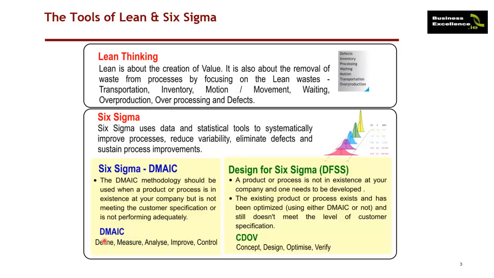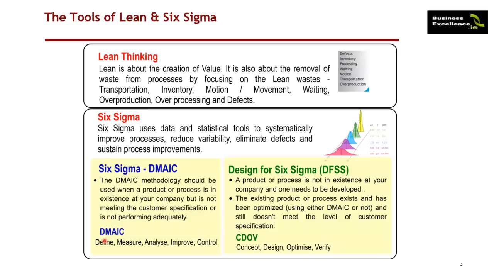Six Sigma uses data and statistical tools to systematically improve processes by reducing variation, eliminating defects and implementing sustainable process improvement. There's two aspects to Six Sigma. The traditional Six Sigma, also referred to as DMAIC, is the process you use when you're dealing with an existing process that doesn't meet its customer requirements. DMAIC stands for define, measure, analyze, improve and control.